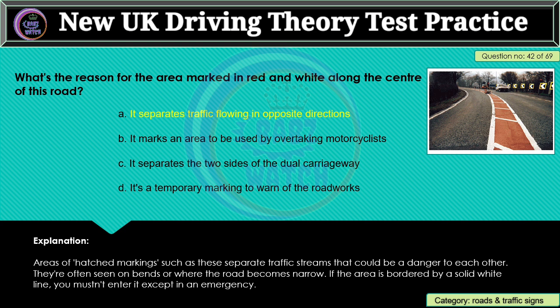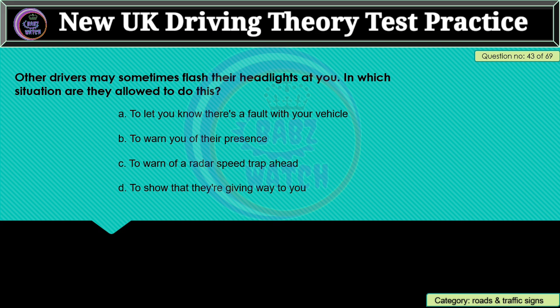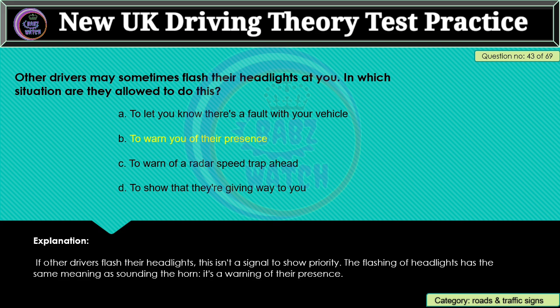Question 43 of 69. Other drivers may sometimes flash their headlights at you. In which situation are they allowed to do this? A. To let you know there's a fault with your vehicle. B. To warn you of their presence. C. To warn of a radar speed trap ahead. D. To show that they're giving way to you. The correct answer is B. To warn you of their presence.